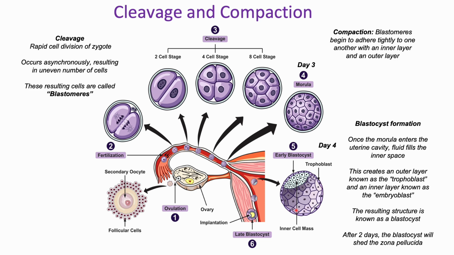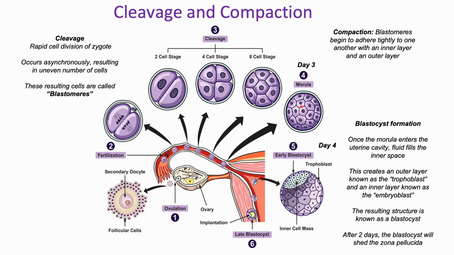This outer cell layer, which is surrounding the inner cell layer and also contains the blastocystic cavity, is going to be known as the trophoblast. This structure, when it forms as a whole, is known as the blastocyst. So once more, the blastocyst is going to have an external layer known as the trophoblast and an internal layer known as the embryoblast. Within the trophoblast, you're also going to have the blastocystic cavity, which is full of fluid.